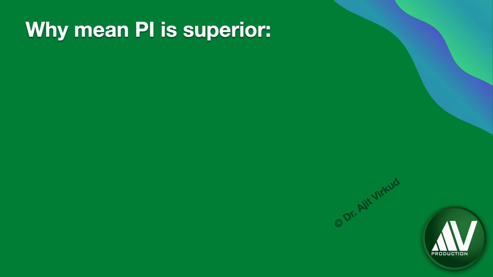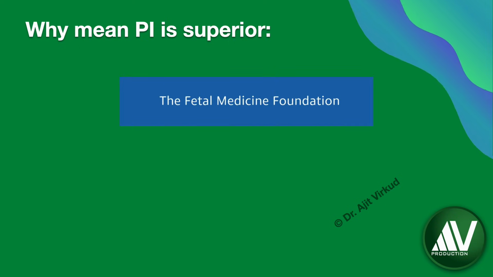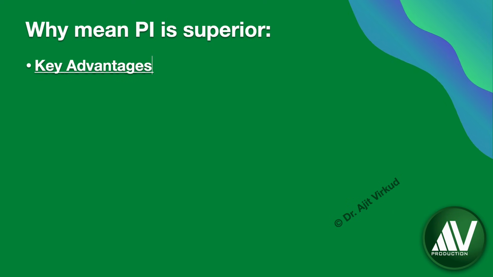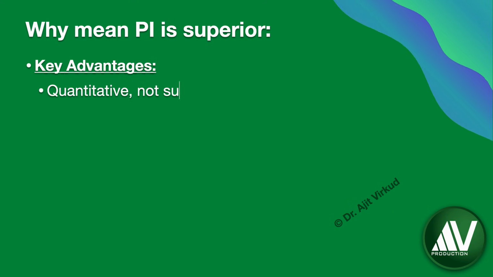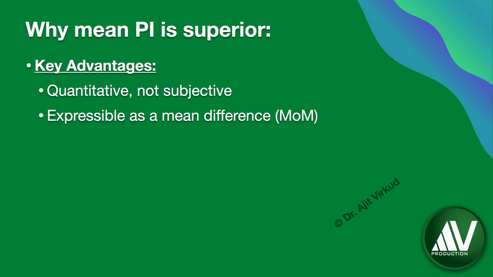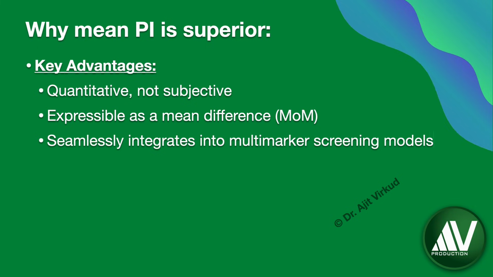I will explain to you why mean PI is superior. Modern evidence, particularly from the Fetal Medicine Foundation, ASPRE trial and large population screening studies, have unequivocally demonstrated that mean PI of both uterine arteries serves as a more robust, objective, and reproducible predictor of preeclampsia compared to uterine artery notching. The key advantages of PI are: it is quantitative and not subjective, it is expressible as multiples of median, MoM, and it can be seamlessly integrated into multi-marker screening models.